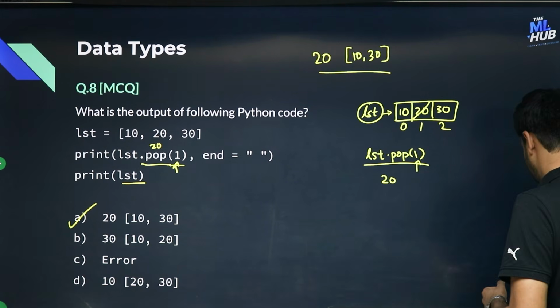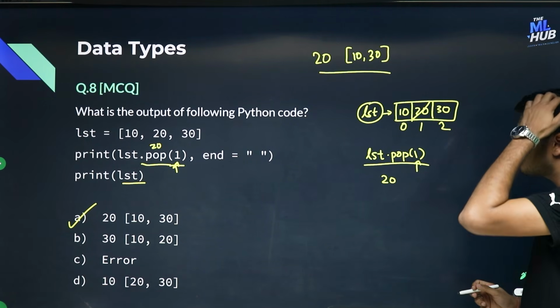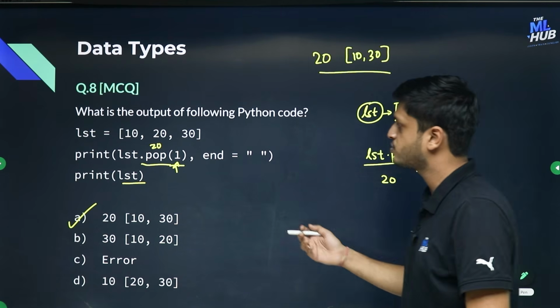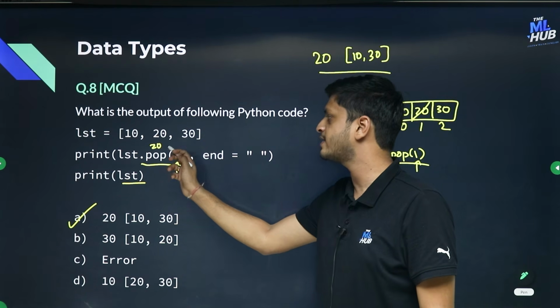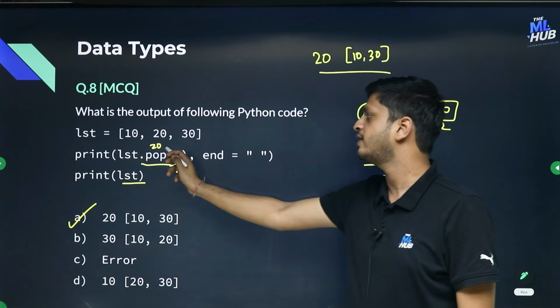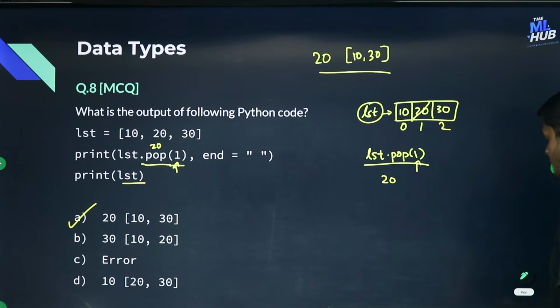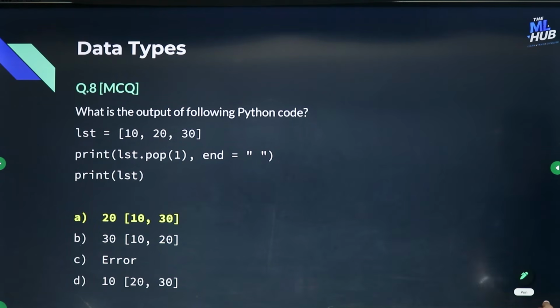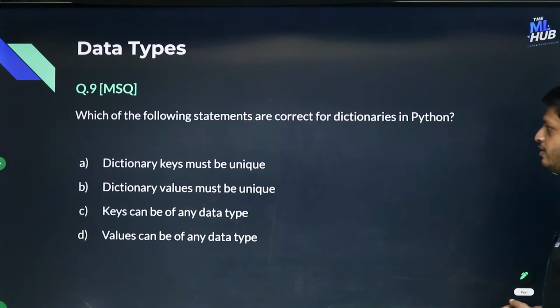Okay. Always remember that the pop function also returns the value it deleted. So here the value deleted was 20, which was at index 1, and hence 20 will be returned and 20 will be printed. Okay. So this is option A. Now let's look at the next question.